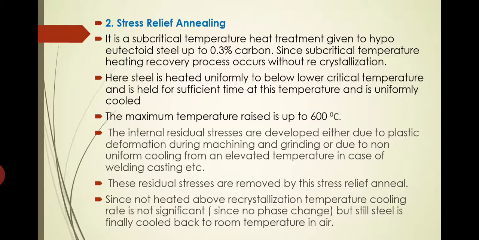So the heating temperature is only up to 600 degrees Celsius. See, 727 degrees Celsius is the lower critical temperature. So only around 600 degrees, maximum up to 600. Usually 550 to 600 is the range of stress relief annealing. The internal residual stresses are developed either due to plastic deformation during machining and grinding, or due to non-uniform cooling from an elevated temperature in case of welding, casting, etc. See, by doing all this, in case of welding, some internal stresses are developed.